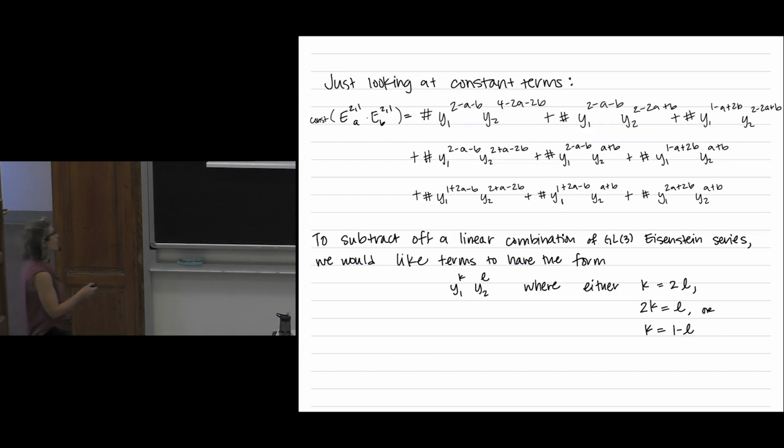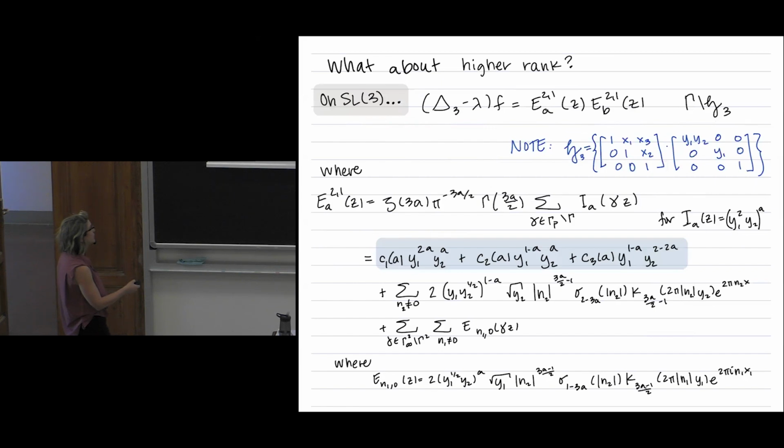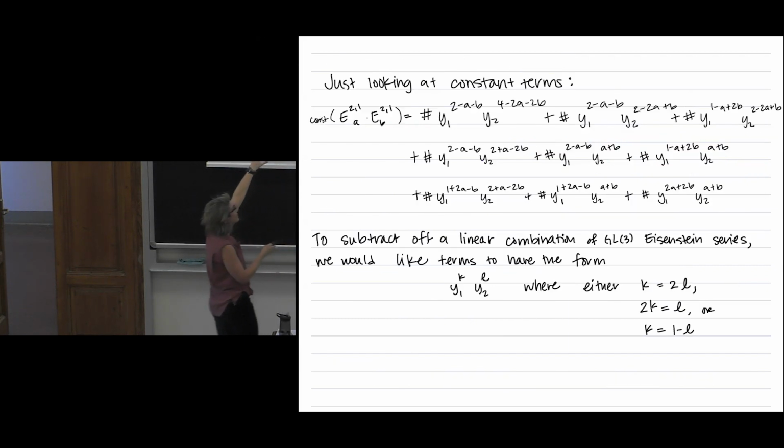But the idea is that I want to match the powers of y1 and y2 with the original constant terms of the 2-1 Eisenstein series so that they have this similar flavor, where they're either an a and a 2 times a, or something and 2 times that something, or a 1 minus a and an a. So I want something like this flavor going on so that I can find an appropriate amount of, say, 2-1 Eisenstein series, or this would also give 1-2 Eisenstein series, that would match to cancel these terms.